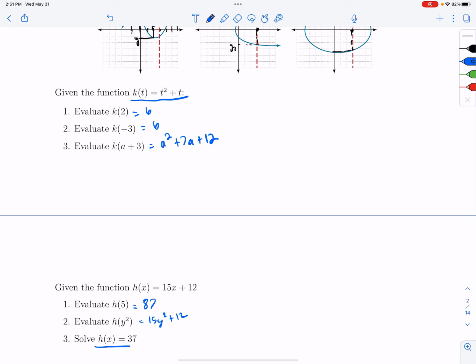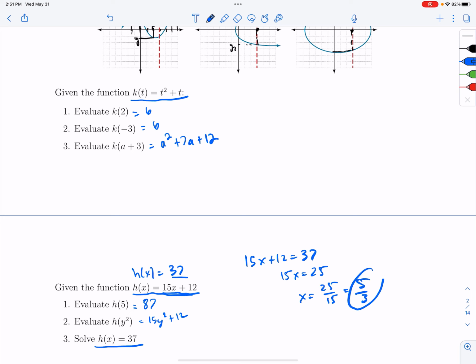Then this last one is a little different. It's saying h of x is equal to 37. Well, if h of x is equal to 15x plus 12 and h of x is equal to 37, that means 37 and 15x plus 12 must be equal to each other. So what we want to do is solve this for x. So subtract 12 from both sides, 15x equals 25. X is equal to 25 over 15, or 5/3, and that's it.